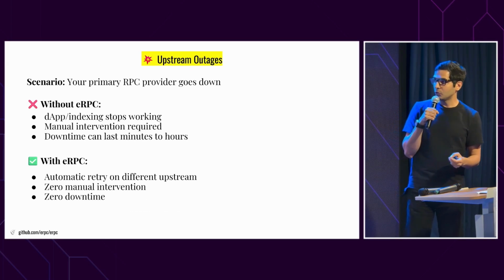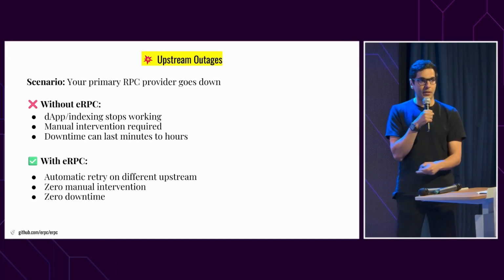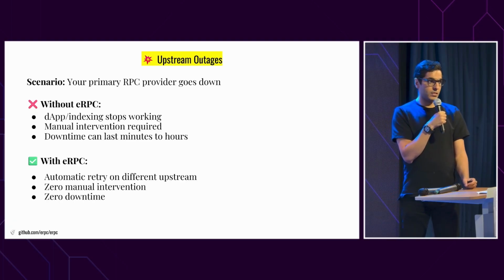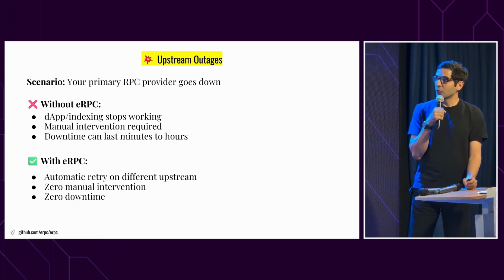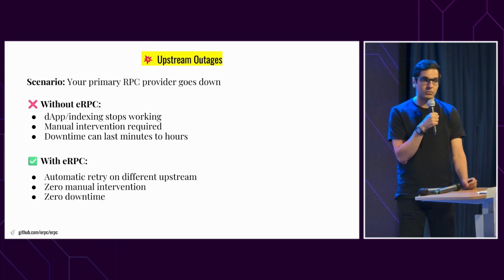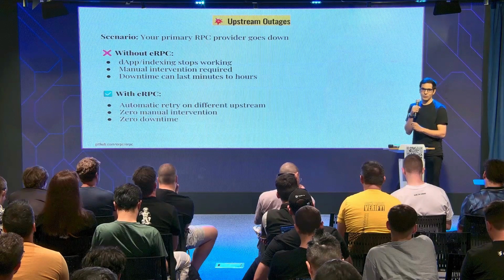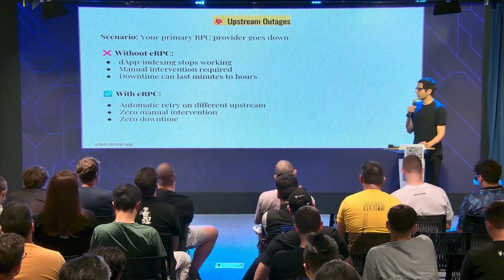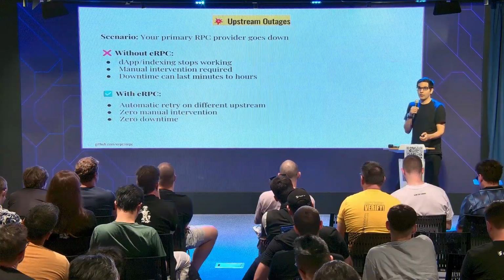Now I think it's a really good time to walk through some production examples. We have worked with a lot of teams, and we see these issues happen a lot with RPCs. We're going to see how eRPC helps with all these issues. One of the most common ones is upstream outage. Your primary RPC provider just goes down for 1 minute, 2 minutes, 5 minutes, even 1 day. What happens? Your indexing stops working, your front end doesn't show anything to the user. A DevOps person might need to get up at 3 a.m. and take out that node and put another one in. With eRPC there is zero downtime and no manual intervention needed. You have automatic failover.